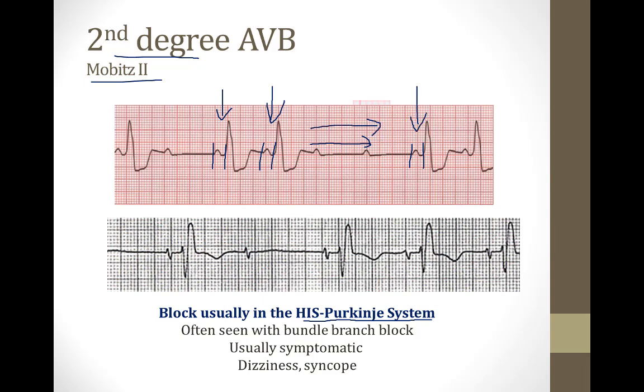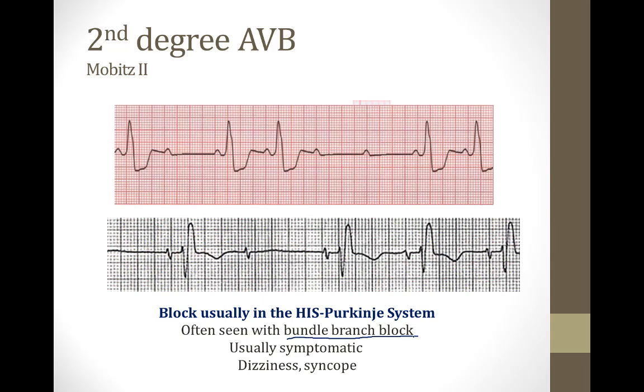As I told you before, His-Purkinje system disease is much more dangerous than AV nodal disease, and that's true in Mobitz type 2. The His-Purkinje system is barely functioning here. It's conducting some beats but not others, and thus there is a high risk of progression to complete heart block, and there often are symptoms from numerous drop beats in a row, as shown in this example at the top of the screen. Another feature of Mobitz type 2 is that it's often seen together with a bundle branch block.